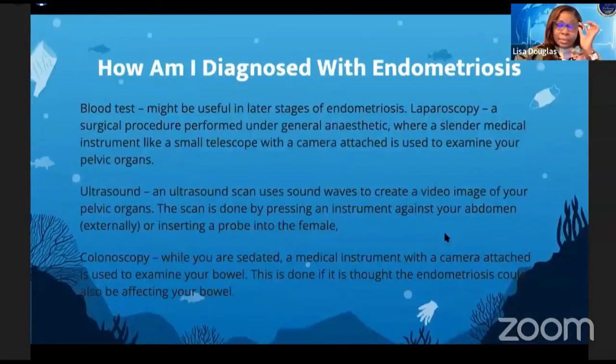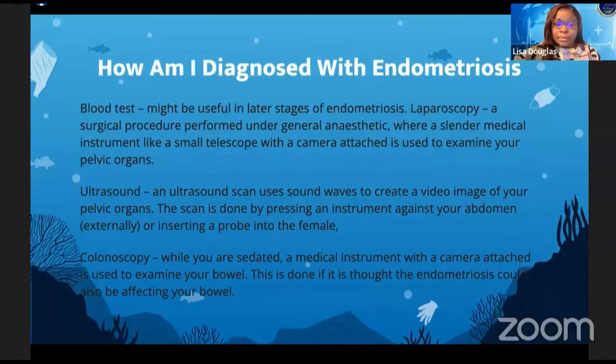How am I diagnosed when I have endometriosis? Blood tests might be useful in later stages of endometriosis. A procedure called laparoscopy, a surgical procedure performed under general anesthesia, where a slender medical instrument like a small telescope with a camera attached is used to examine your pelvic organs.